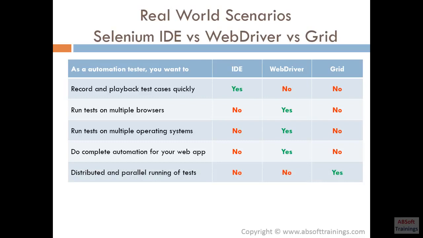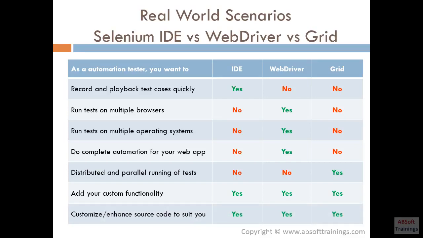If you want to do distributed and parallel running of tests, then you need to use Selenium Grid. If you want to have some user extensions and with that add custom functionality that you want to use, then you can do that with any Selenium components, either IDE or WebDriver Grid. You can add your custom functionality. Customize or enhance the source code to suit your requirements. All the Selenium components are free and available as open source projects. You can get them and you can change the source code to meet your requirements.